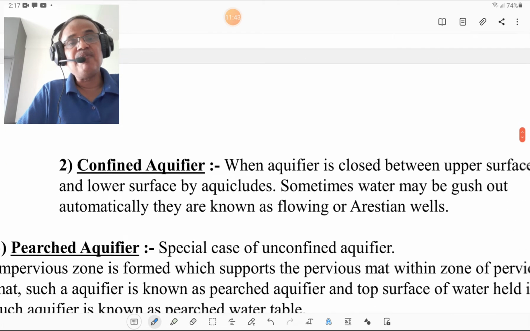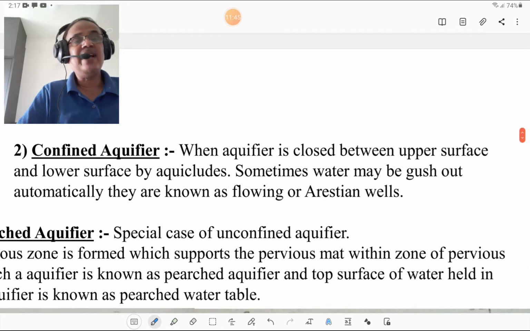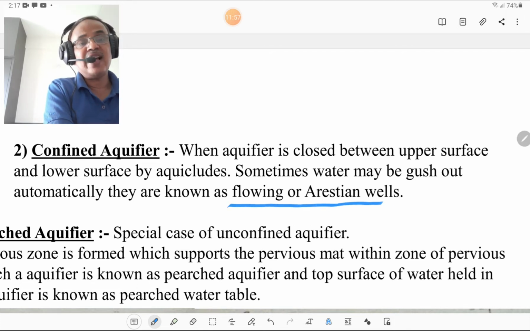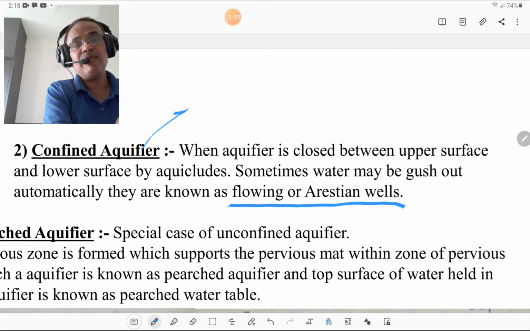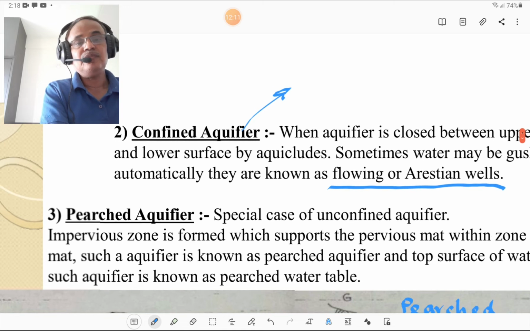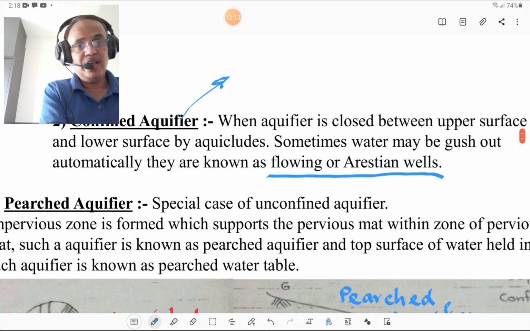Then second is the confined aquifer. When an aquifer is enclosed between upper surface and lower surface by aquicludes, sometimes water may gush out automatically. They are known as flowing wells as well as Artesian wells also. So confined aquifer wells are called flowing wells. The wells which are constructed in a confined aquifer are termed as flowing wells or Artesian wells. And we will discuss it briefly by the diagram also.